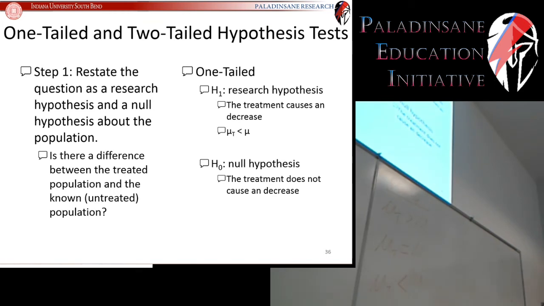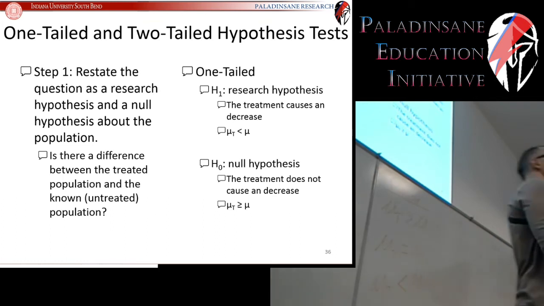test. Your null hypothesis has to be everything else. So it has to be this situation, and it has to be this situation. It's got to cover every other contingency. So this is greater than and equal to, hence your null hypothesis is that your treatment population is greater than or equal to your untreated population. And that is step number one.